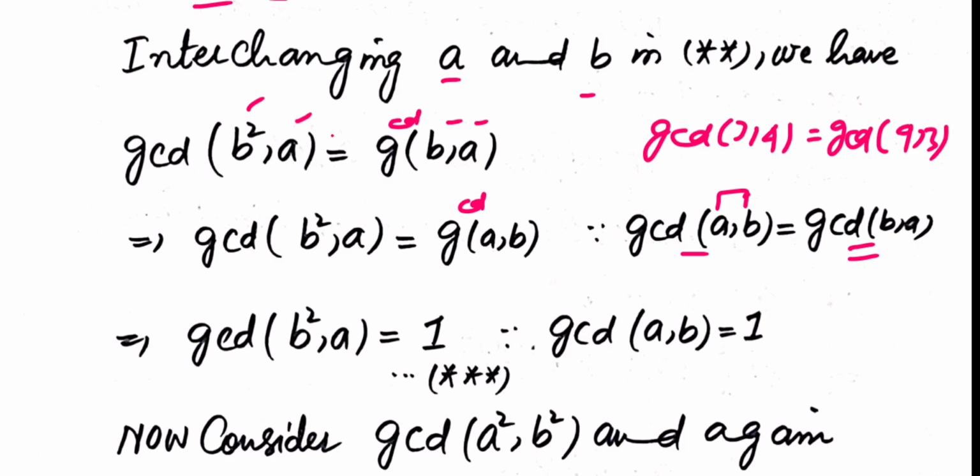So this becomes GCD of B square and A is equal to GCD of B and A, as GCD of B and A is equal to GCD of A and B, but GCD of A and B is equal to 1. So this implies GCD of B square and A is equal to 1. Say this is my triple star. Now we prove GCD of A square and B square is equal to 1 also.